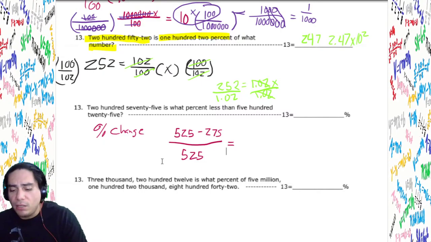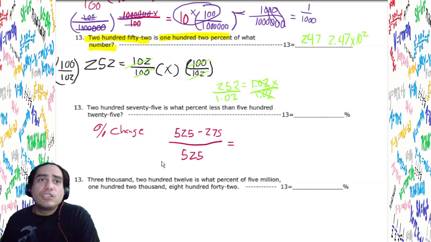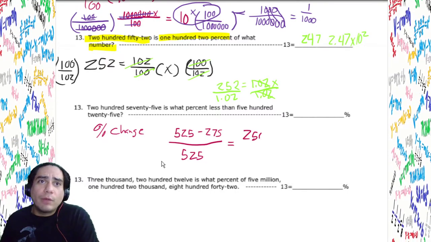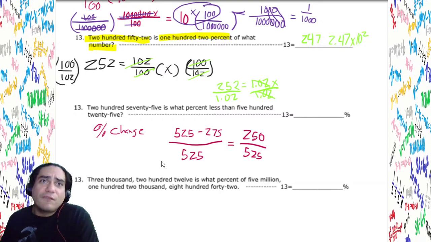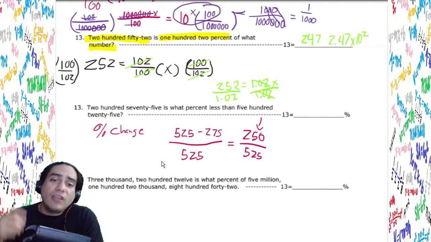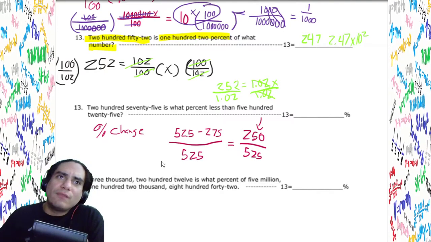Let's put that in there. We got 525 enter, 275 minus. So we end up with 250 right here. That's the difference. Now we have to see how much less than 525, what percent less than that, it would be.